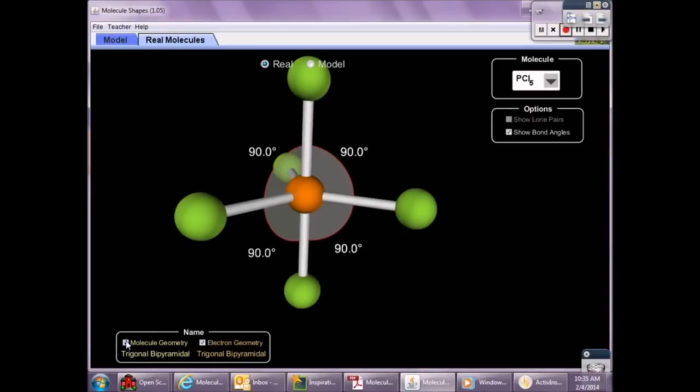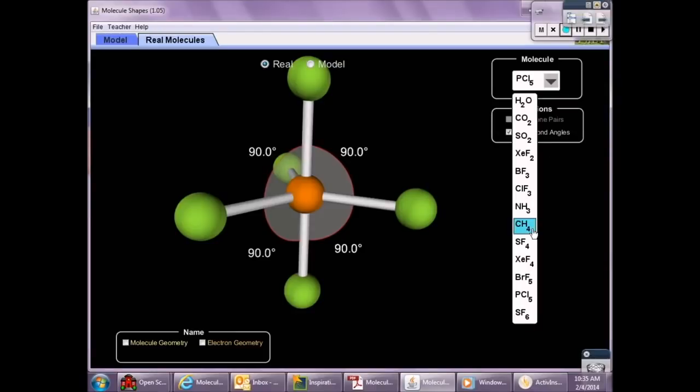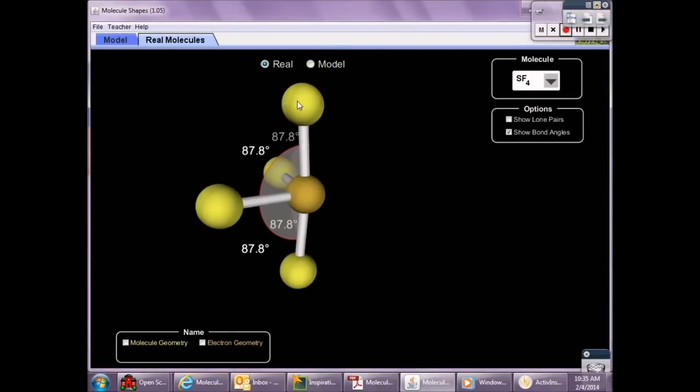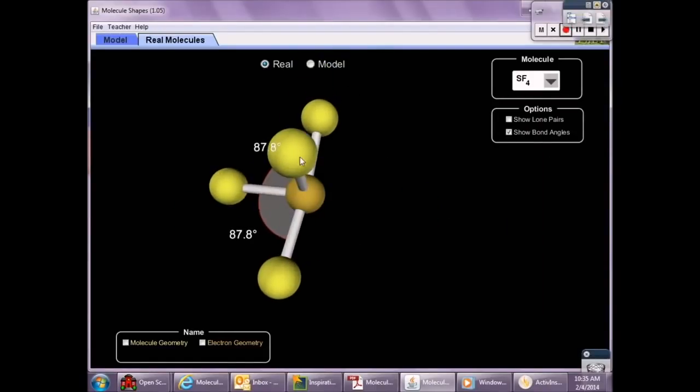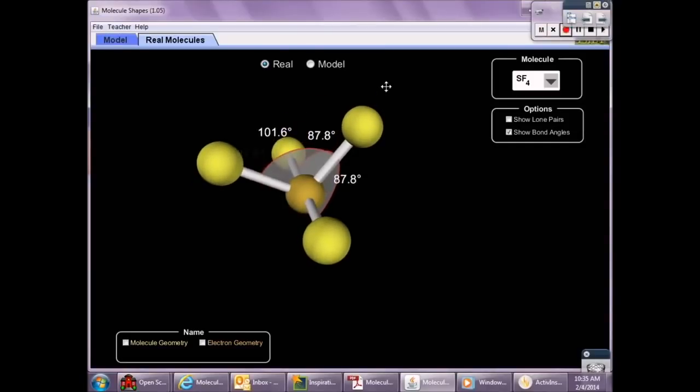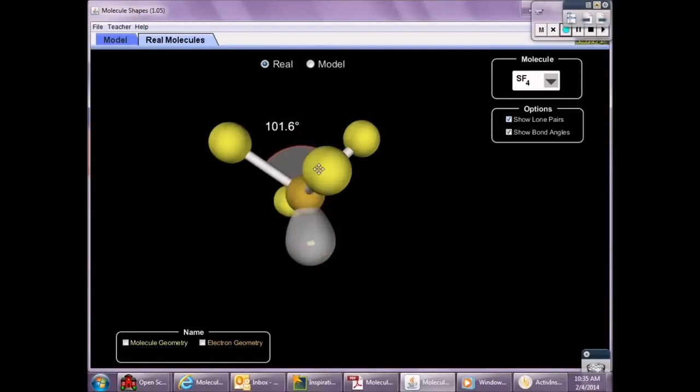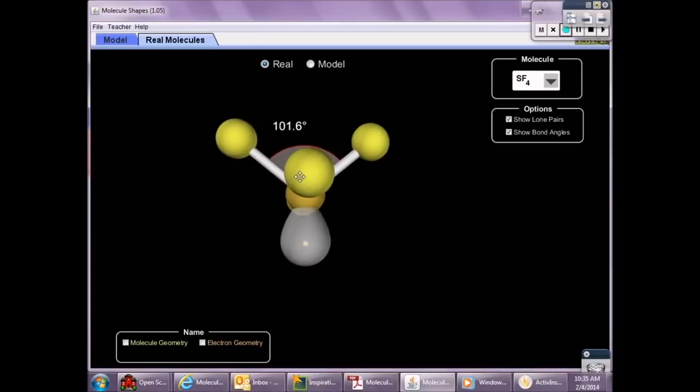Now I'm going to move to another shape. This is my favorite shape. Let's see who can come up with a name. Let's go with the electron domain first. Let me show the angle also. You have the lone pair here. It is AB4E. What do you think is the electron domain?